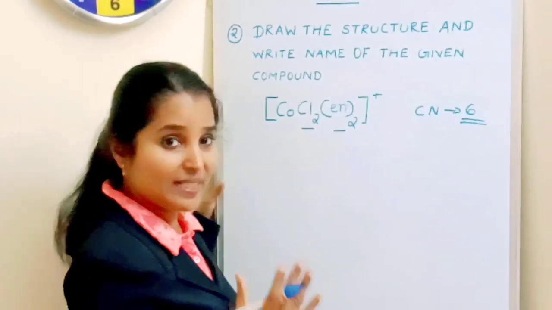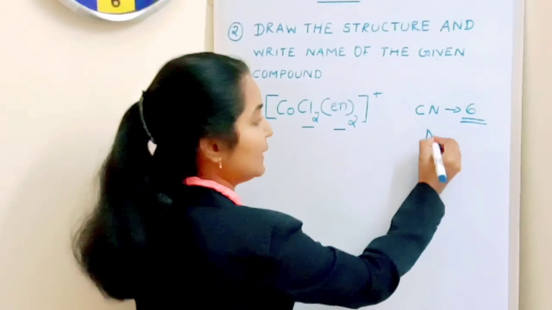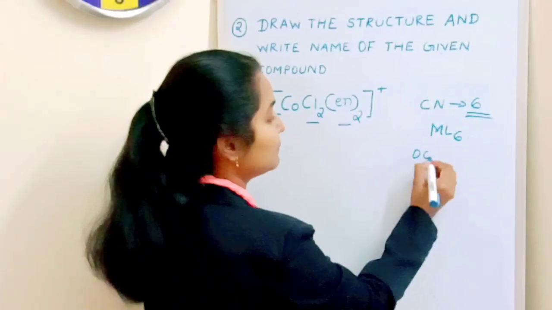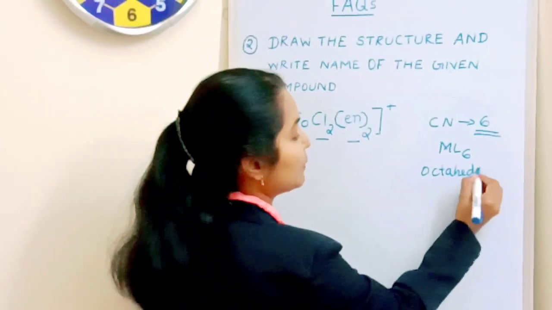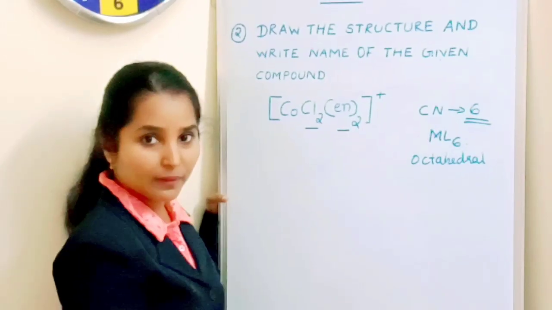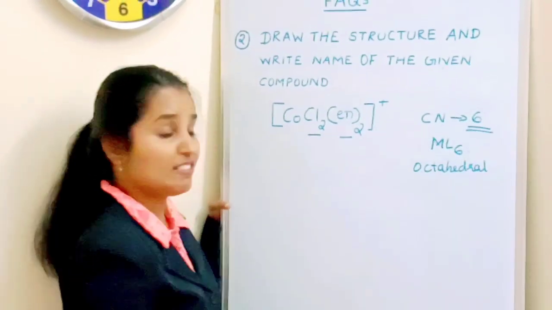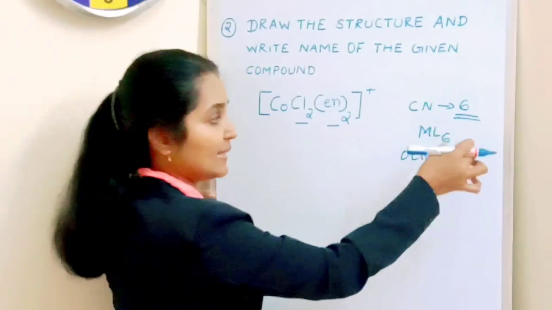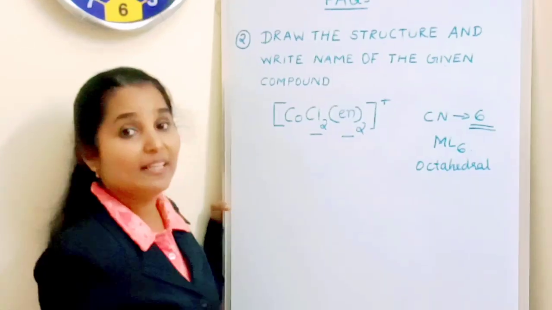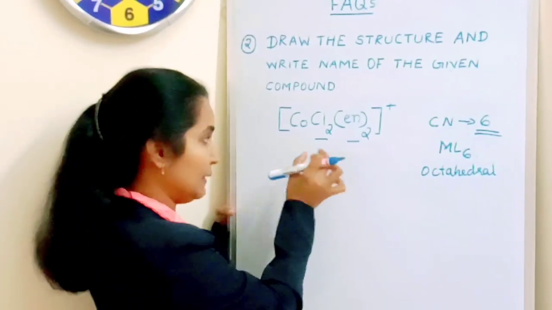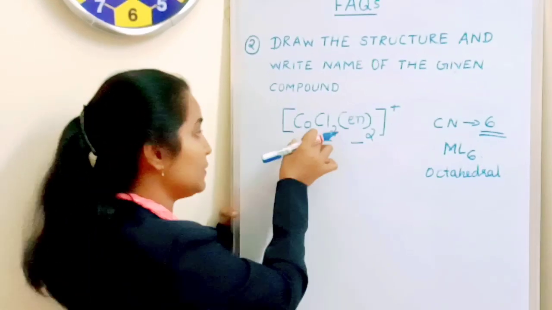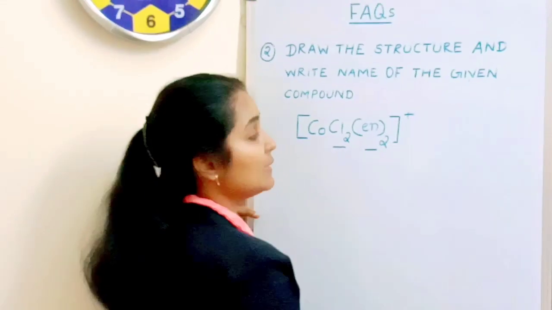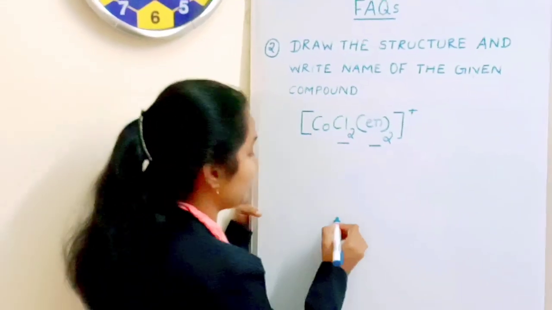If the coordination number is 6, it is an ML6 type complex, and that means its geometry should be octahedral. Without mistakes, you have to find the coordination number first. If it is ML6 type, one metal with 6 donor atoms, then it will be octahedral. So in this coordination compound, cobalt has coordination number 6, and so the predicted geometry is octahedral. You know the octahedral geometry; we have already explained it.